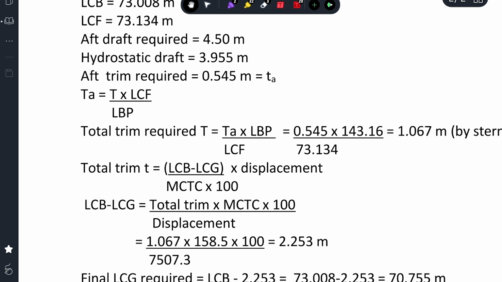If I rearrange this formula, I get total trim required T. The final trim will be TA into LBP divided by LCF, just rearranging the same formula. So this should be my final total trim, T. TA I already know, 0.545. LBP is 143.16 for Inship. And LCF we have found for the final condition, for the final displacement, is 73.134. So divide by LCF 73.134. This gives me 1.067 meter trim by stern.